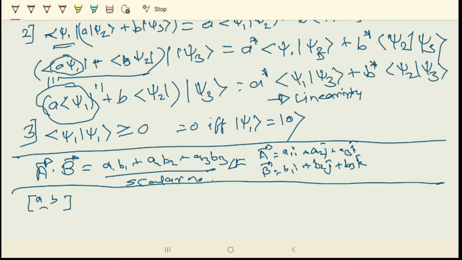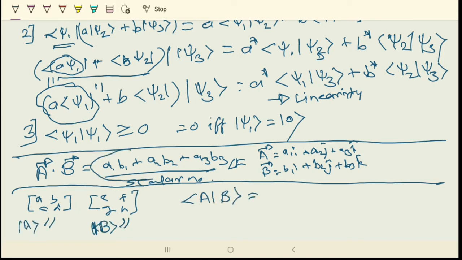So A, B, C, D is one matrix, let's say vector A, and I have E, F, G, H, another matrix, let's say vector B. So this is vector A, and this is vector B. What will be A dot B? Can I write it in this particular form, something like this?